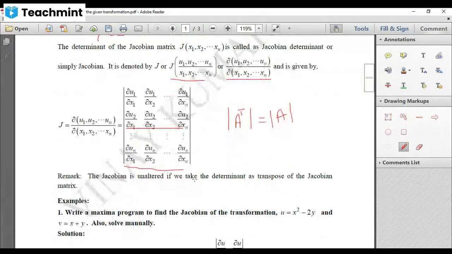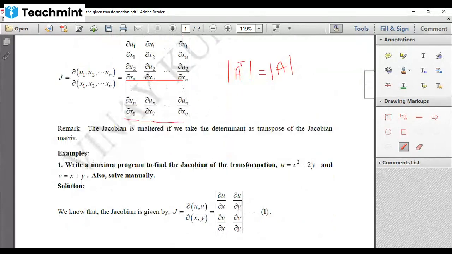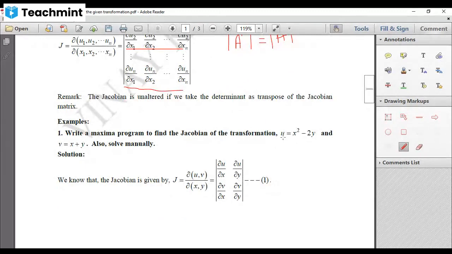Now let us see a few examples. Write a Maxima program to find the Jacobian of the transformation u equals x squared minus 2y. So that means your u is dependent on x and y. v is equal to x plus y. So your v is also dependent on x and y.